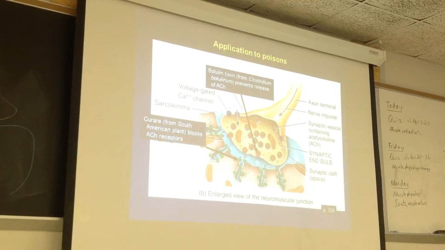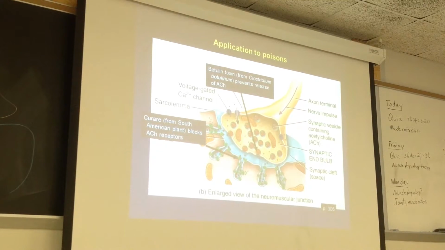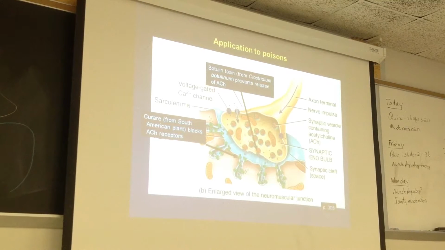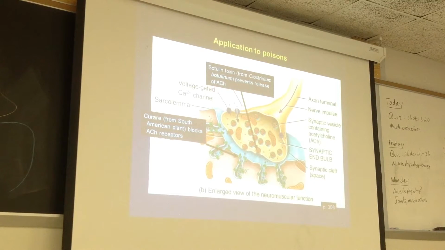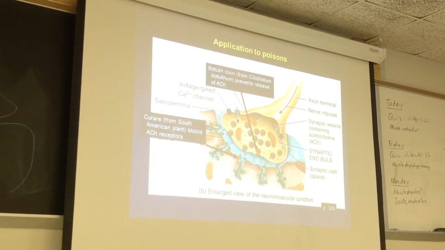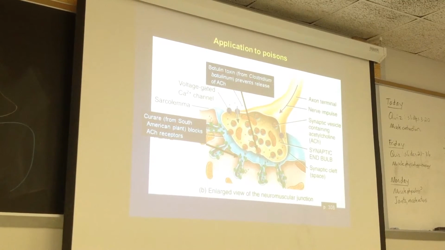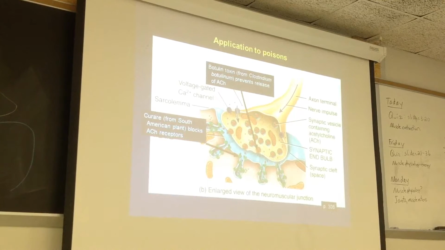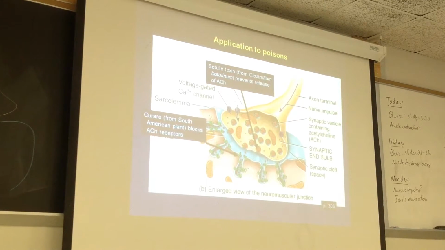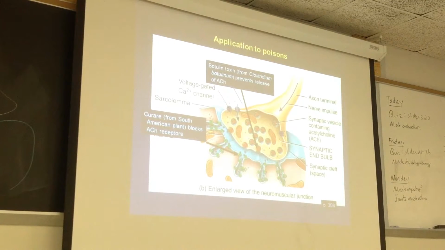Curare. This is a poison that South American Indians have used for hunting various kinds of monkeys or other animals. They use a couple of different things to actually tip darts with. One of the things they use is curare, and it's a South American plant. They also use poison frogs as well, but this is something different. Curare, anyway, it blocks ACh receptors.